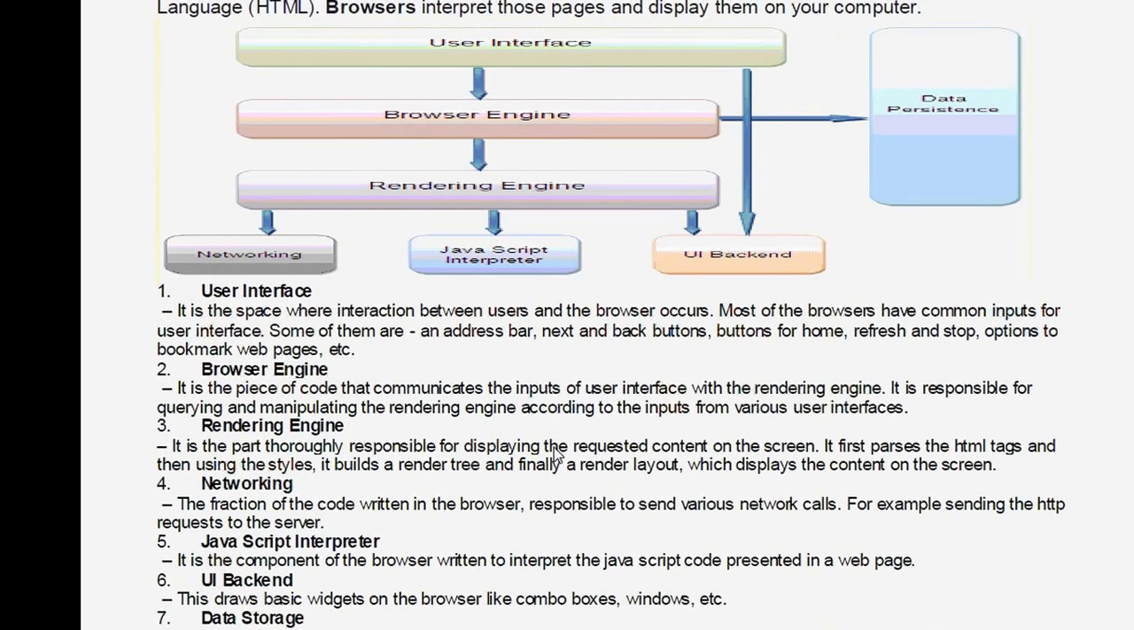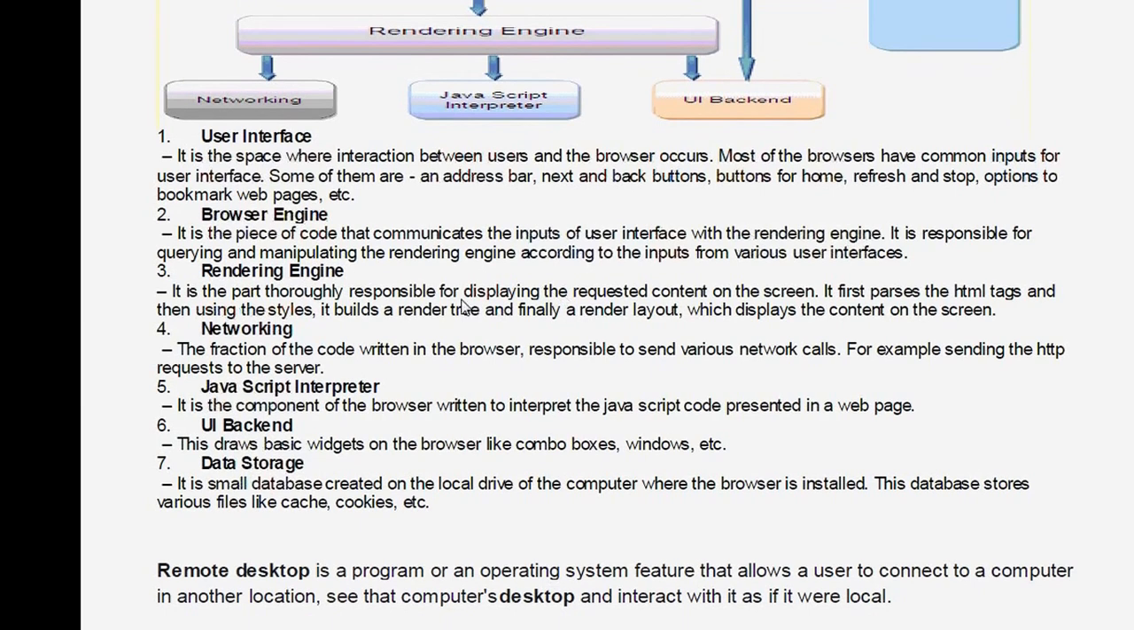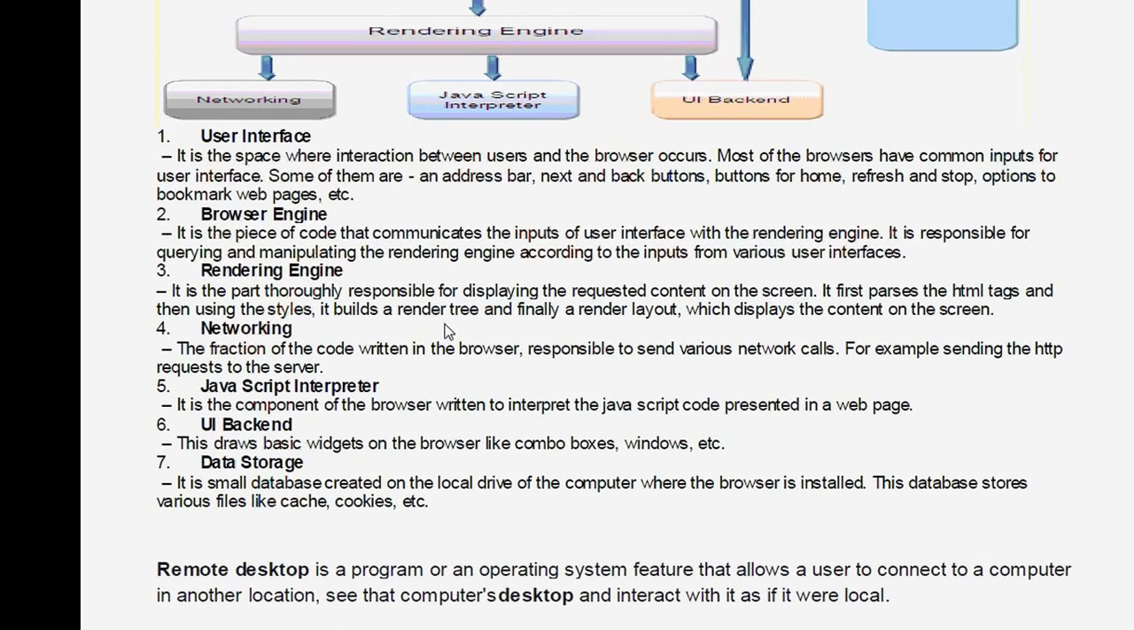Okay, now the browser engine. What is the browser engine? It is a piece of code that communicates the input of the user interface to the rendering engine. It is responsible for querying and manipulating the rendering engine according to the inputs from the various interfaces. Next, what is the rendering engine?